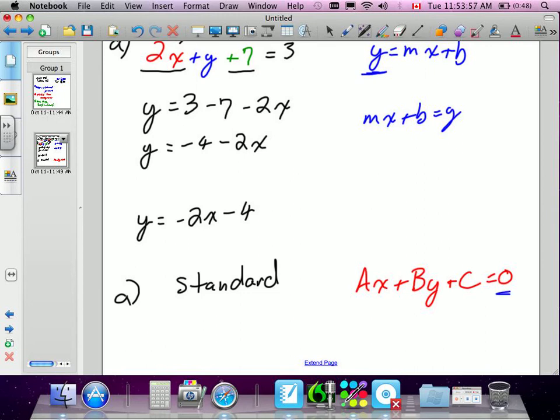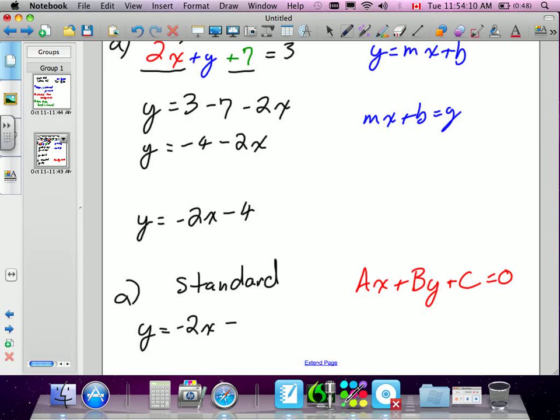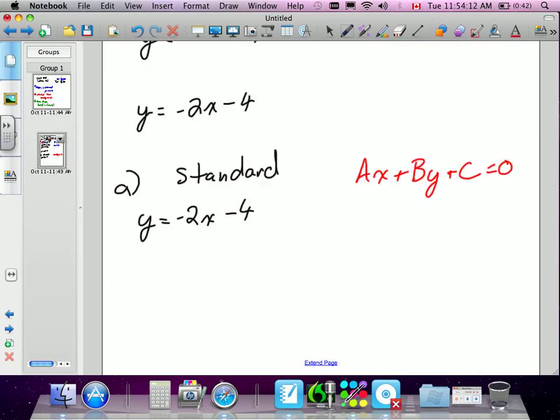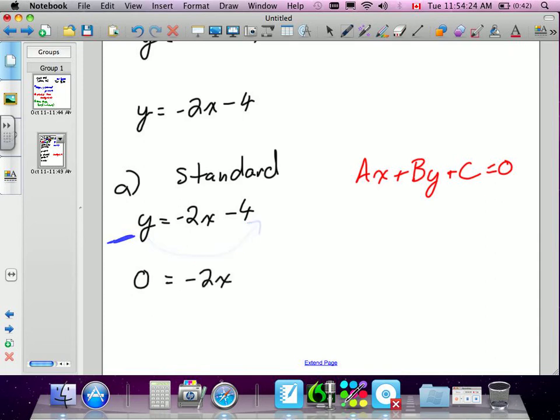So I'm going to take my equation from above, y equals negative 2x minus 4. I need to set it equal to 0. Well, if I move the y over, what will be left on this side? 0. Nothing will be left. So I'll have 0 is equal to negative 2x minus 4 minus y.